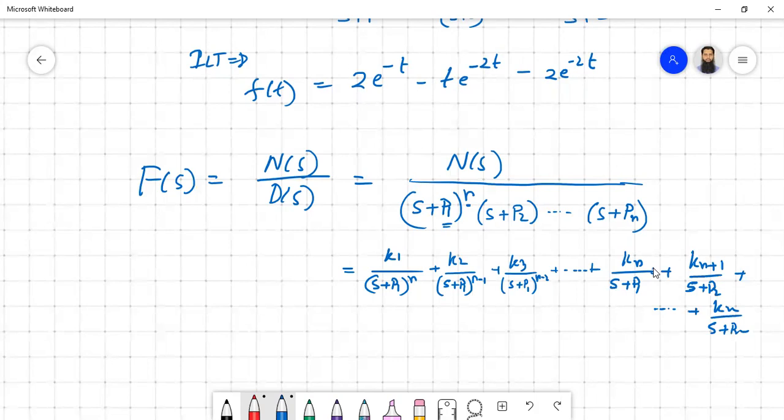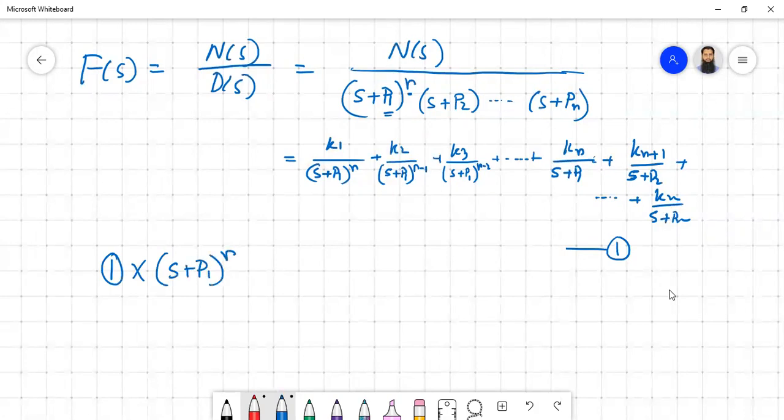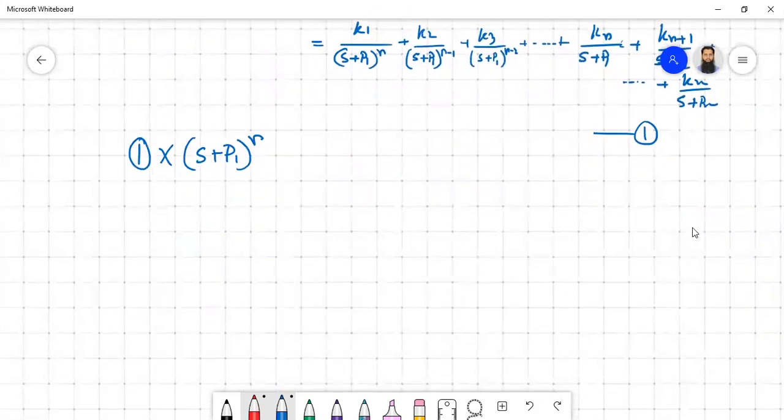So how to find out? The procedure is again the same. K1 you can easily find out, but if you want to find K2 to Kr, then you have to multiply the equation with the repeated roots. Basically, if this is your equation 1, you have to multiply equation 1 with the repeated roots, that is (s+p1)^r. Then you have to differentiate it to find the corresponding value of K1 to Kr. Then you have to set s equal to −p1 as well.